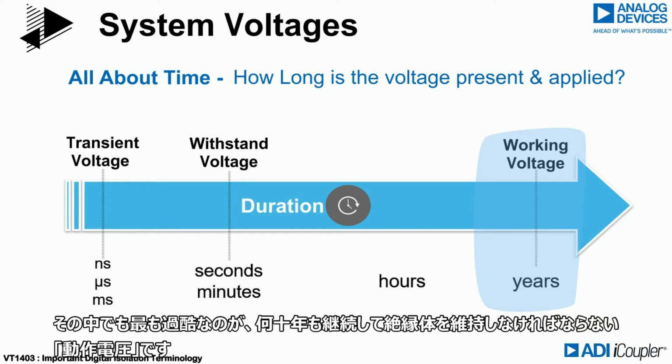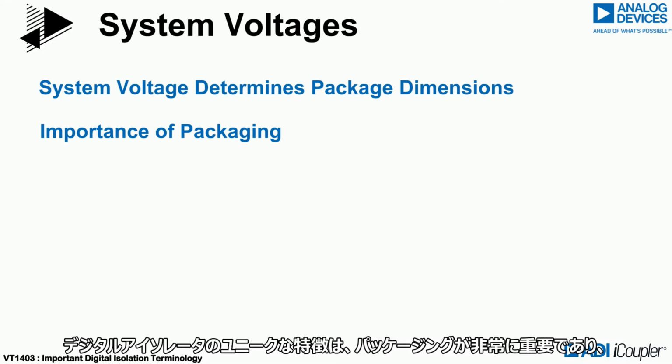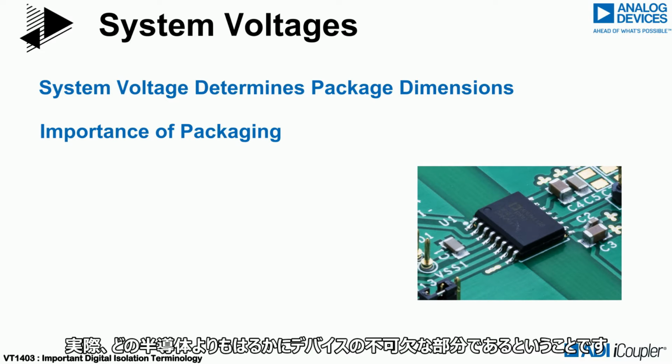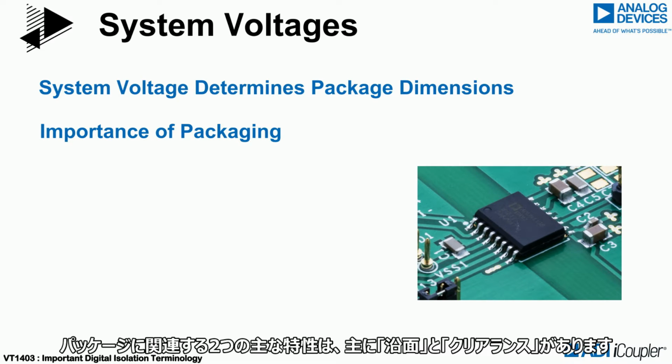for decades. A unique characteristic of digital isolators is that the packaging is very important, and in fact is an integral part of the device, much more than most semiconductors. The two main package-related characteristics are creepage and clearance.